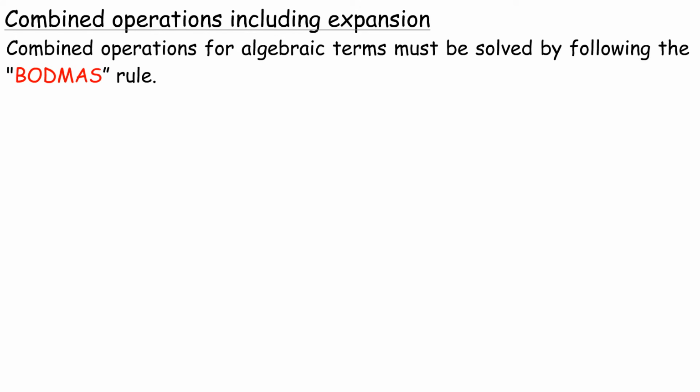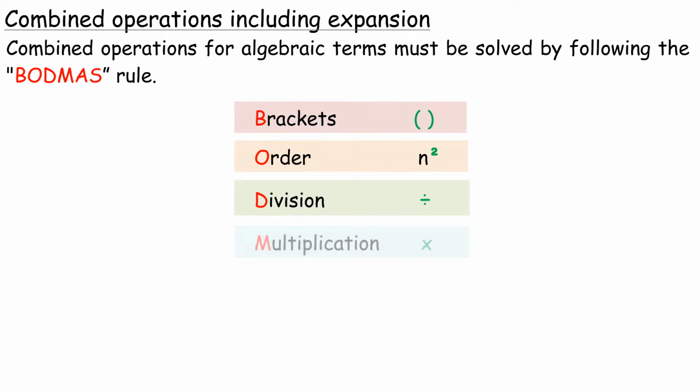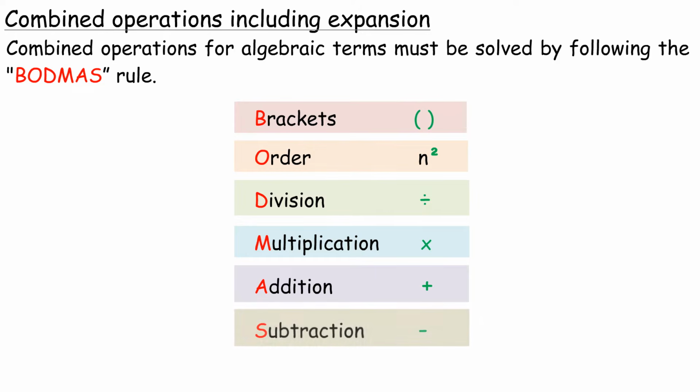Combined operations including expansion. Combined operations for algebraic terms must be solved by following the BODMAS rule. BODMAS means the priority of solving the calculation is as follows: firstly bracket, secondly order, thirdly division, fourthly multiplication, fifthly addition, and lastly subtraction.